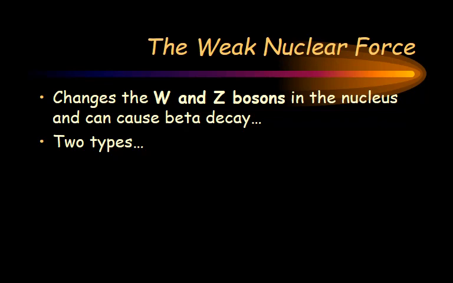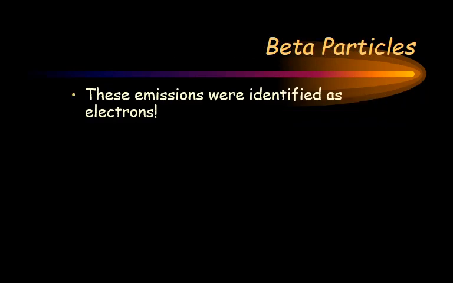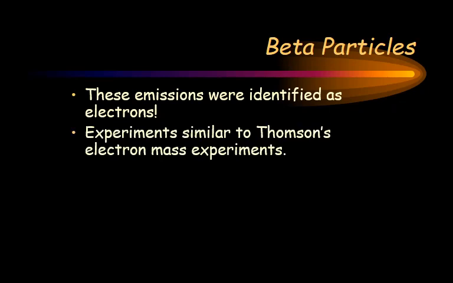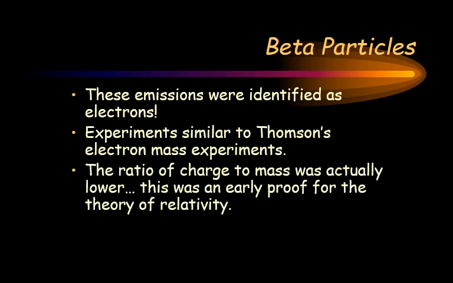Now with weak nuclear force, we have the changes in the W and Z bosons in the nucleus. There's 2 types of beta decay, and one type is where emissions are electrons that shoot out. And so with experiments similar to J.J. Thomson's electron mass experiments, they were able to discover this type of decay and understand what's happening.